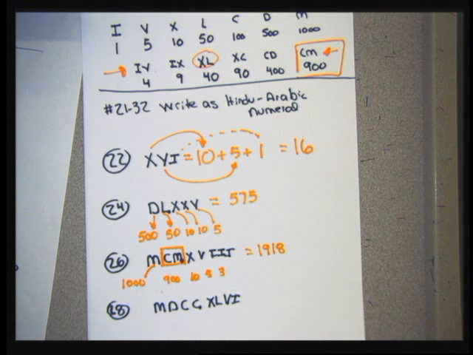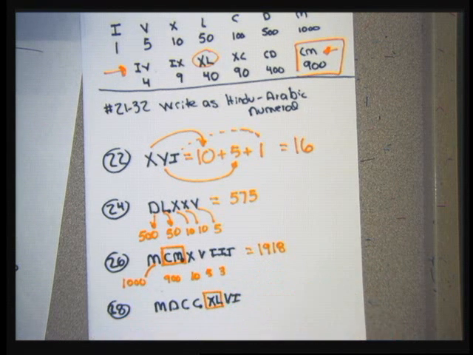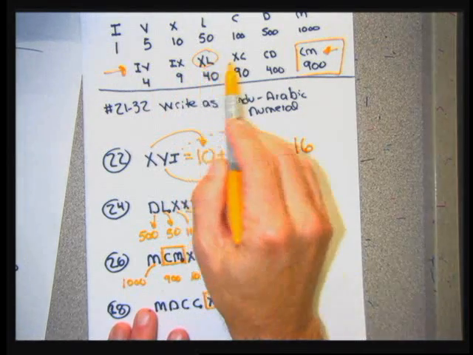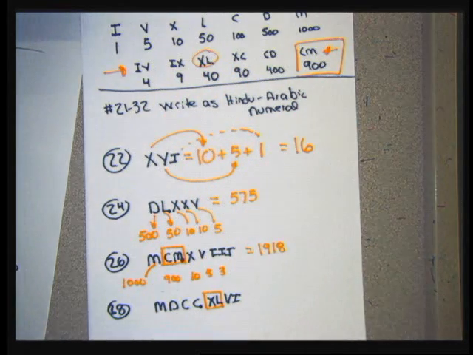Okay, let me go to the next problem and see if there's any backwards 4s or 9s that I need to worry about. MDCC, I see this XL. XL is a 4 that I need to keep together. So I scanned through and I looked for any IVs, IXs, XLs, XCs, CDs, or CMs. Any of those need to be bound together.